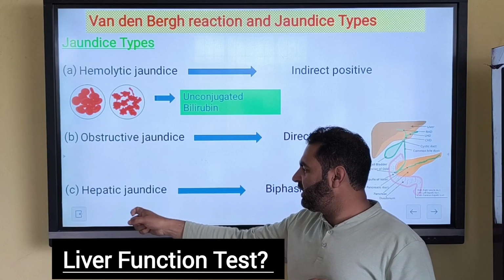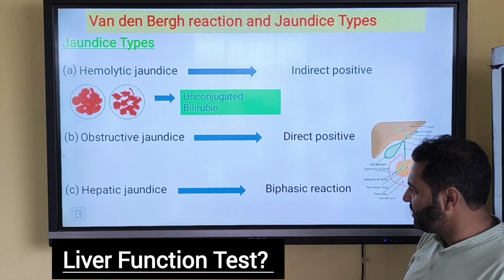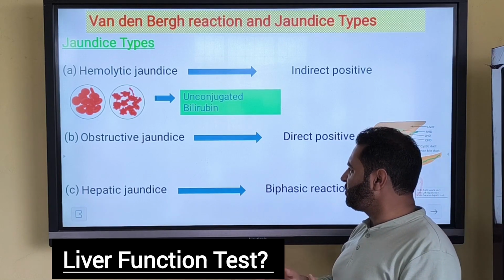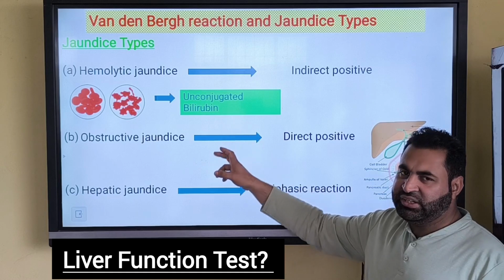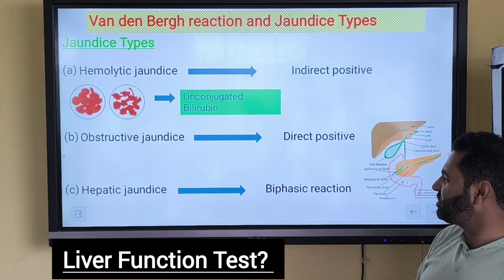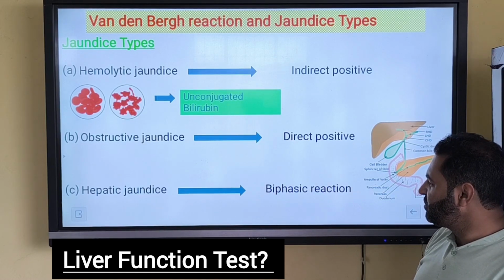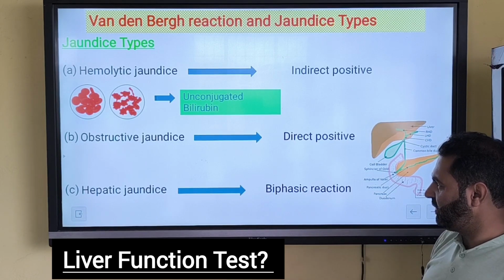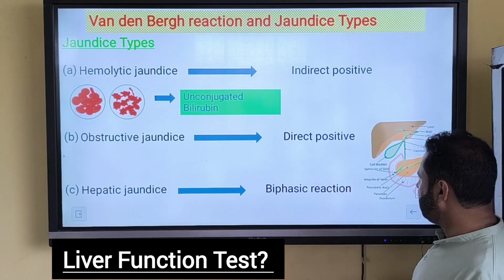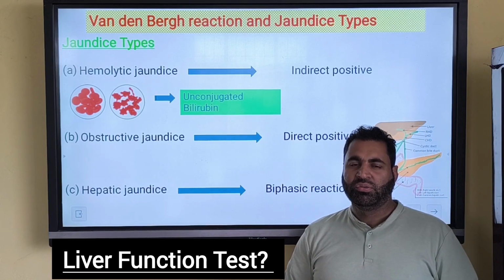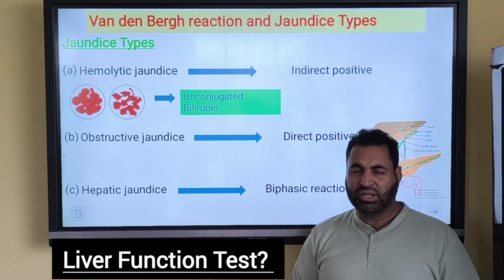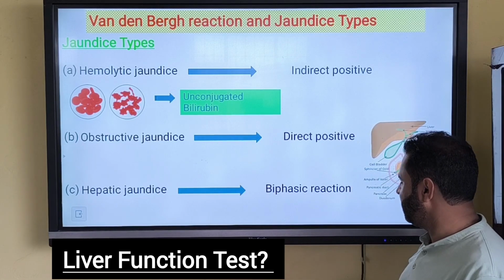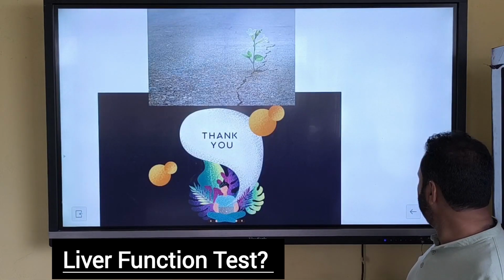Then we have another kind of jaundice called hepatic jaundice. In hepatic jaundice, the whole liver is involved, so both conjugated and unconjugated bilirubin concentration will increase, so it should give us biphasic Van den Bergh reaction. Okay, so this is how this simple test, Van den Bergh reaction, helps us in assessing the liver function.